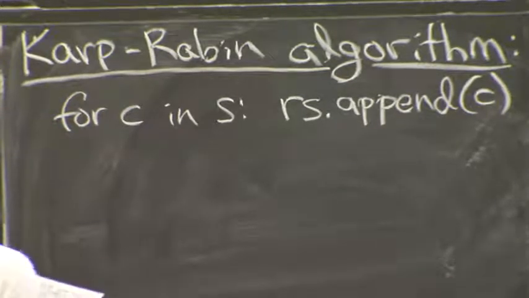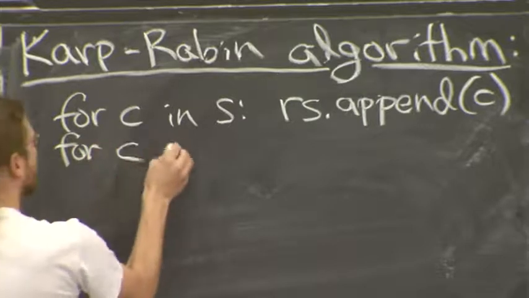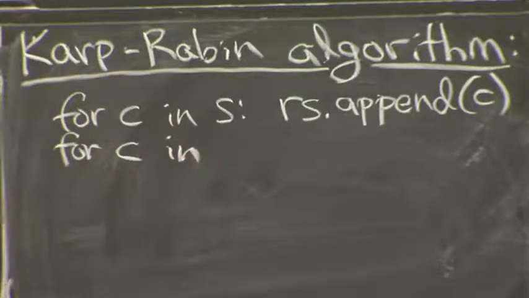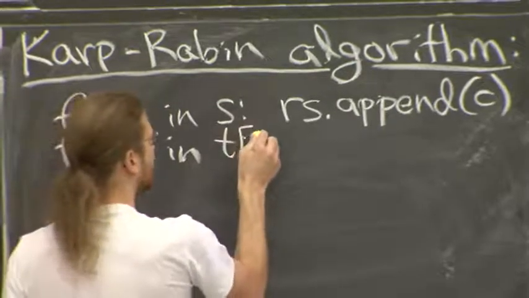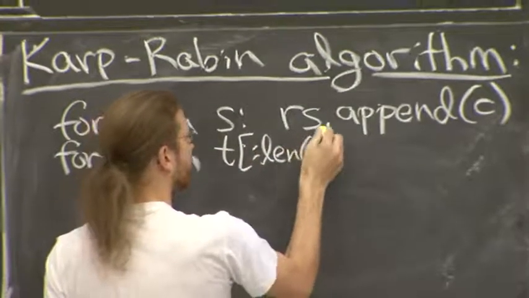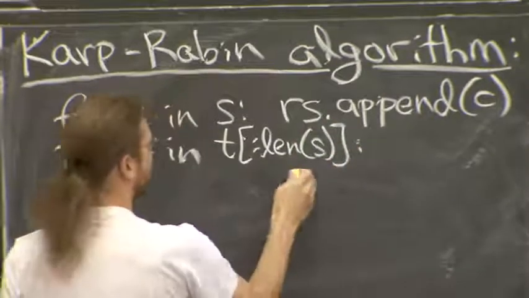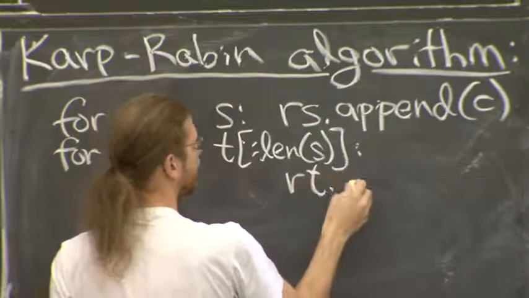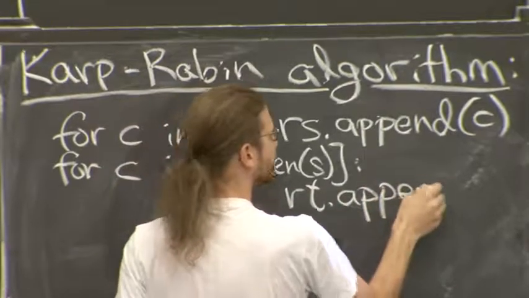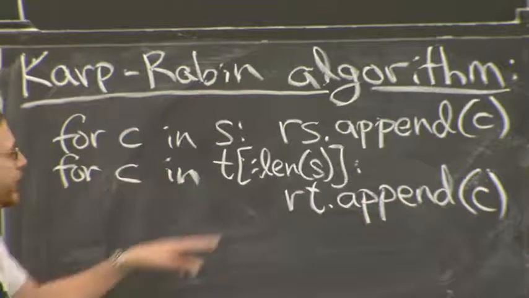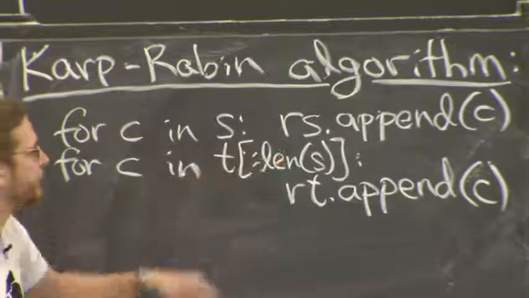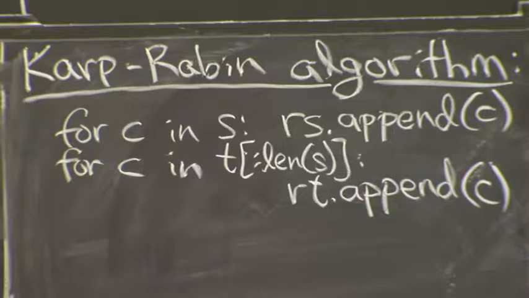Okay? Now, I'd like to get started and compute the hash function of the first s characters of t. So this would be t up to length of s. And I'm going to call this thing rt. That's my rolling hash for t. And append those characters. So now rs is a rolling hash of s. Rt is a rolling hash of the first s characters in t.